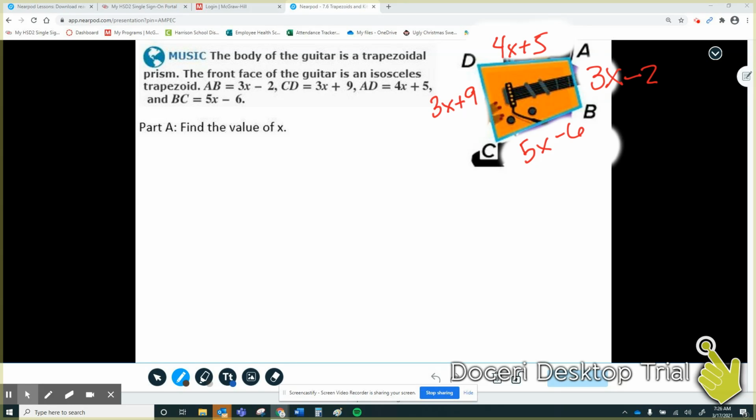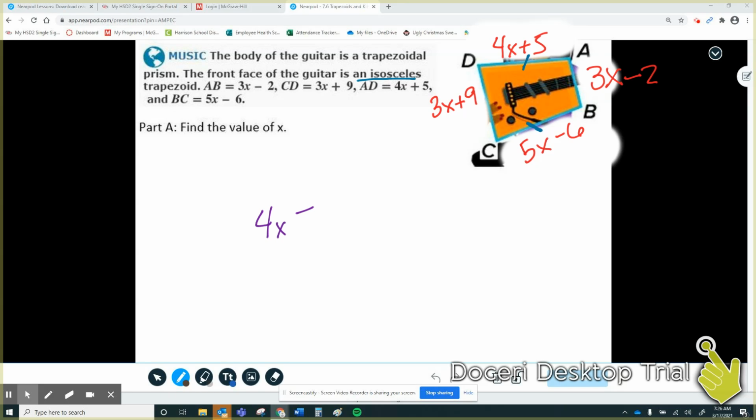So eventually we will need all this information, but currently this is overkill. We don't need all of this information until we have to find what each side is equal to. But for now, because they told us that this is an isosceles trapezoid, that means the two legs are the same. So the legs are the parts that are not parallel. I can see that DC and AB are parallel, so that must mean that these two legs are the same size. If they're the same size, we can set them equal to each other.